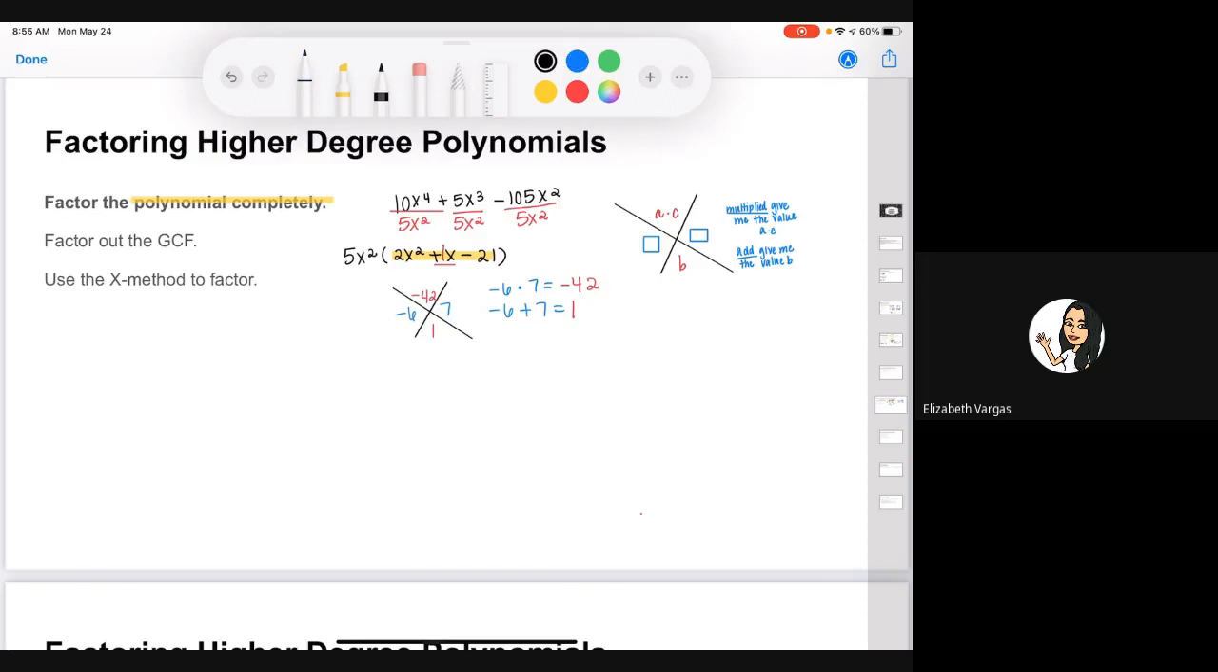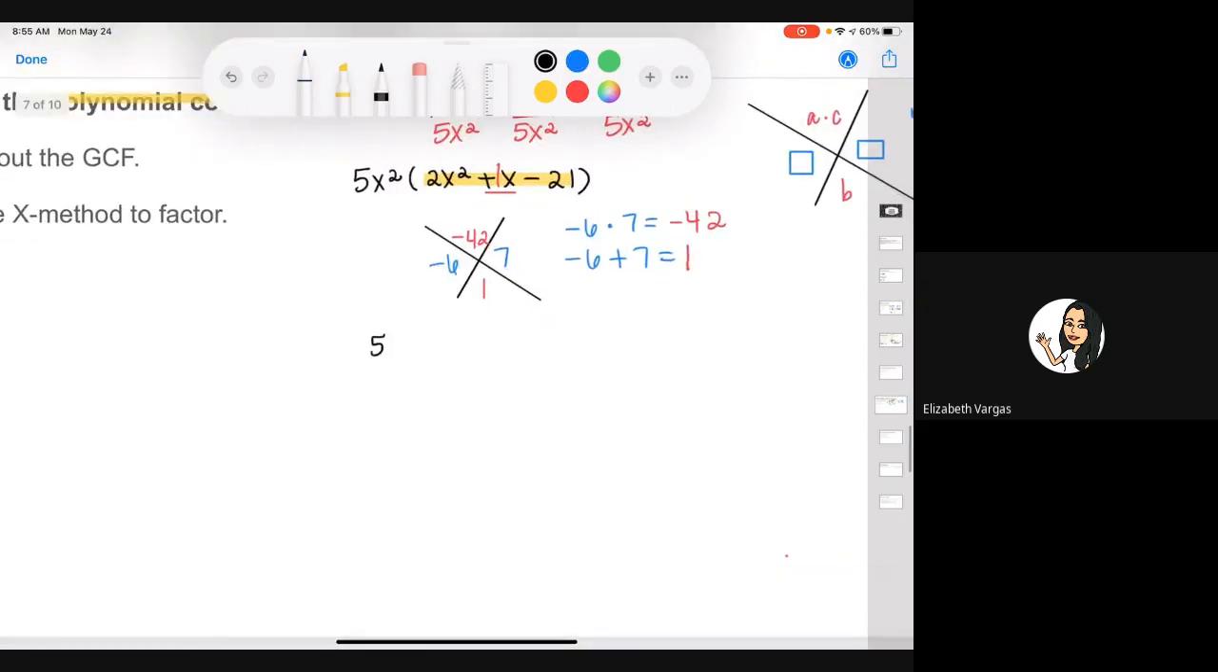Okay, so now I can go ahead and write this into my original expression. What I'm doing is breaking apart B. So negative 6x, 7x, minus 21. I'm taking this original B and plugging this in right there. Now what I have is a 4-term polynomial, which means I could probably take out a greatest common factor. So I'm going to split those up.